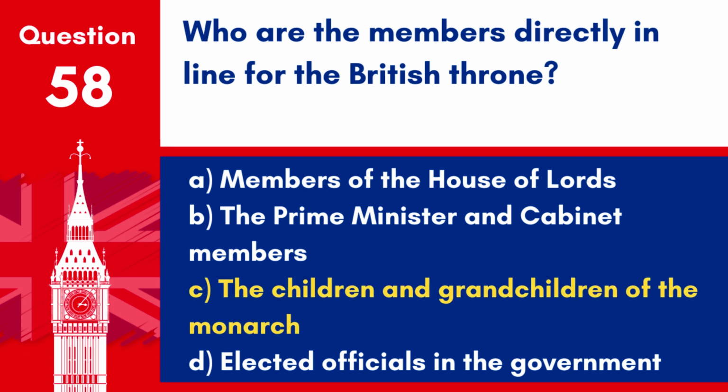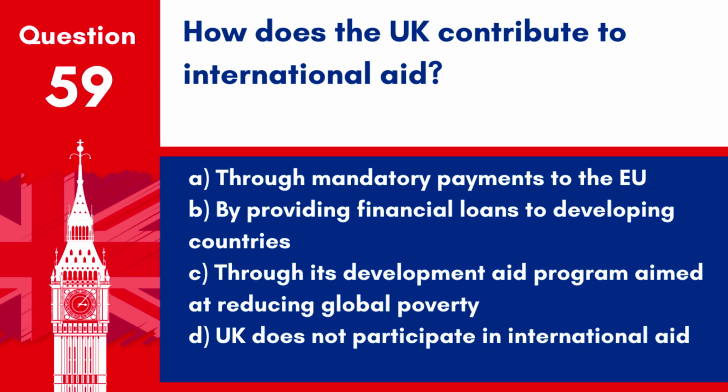Answer: C. The children and grandchildren of the monarch. Those directly in line for the British throne include the monarch's descendants, following a specific order of succession. Question 59. How does the UK contribute to international aid?